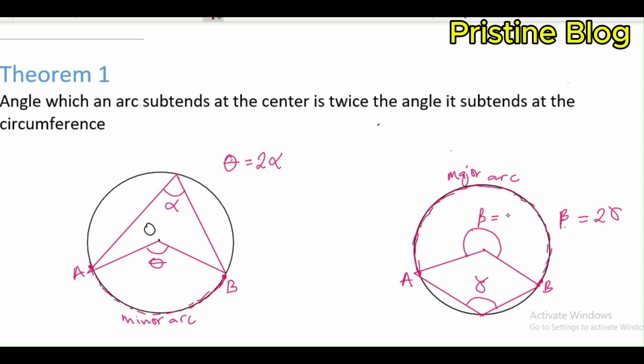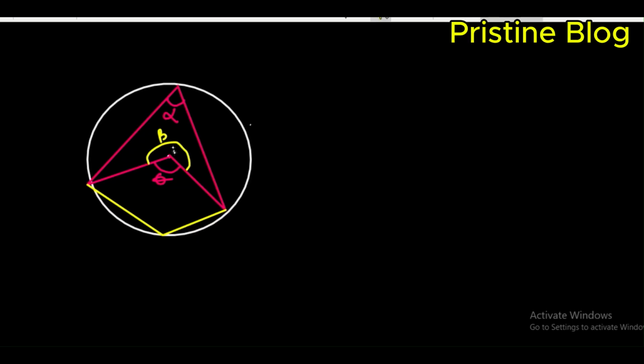So if beta, for example, is equal to 200, gamma will be equal to 100. In the two scenarios, the angle at the center is 2 times the angle at the circumference, for the minor arc and the major arc. Let's combine the two examples together. As I've said, theta is equal to 2 alpha, beta is equal to 2 gamma. Okay, that is for that.